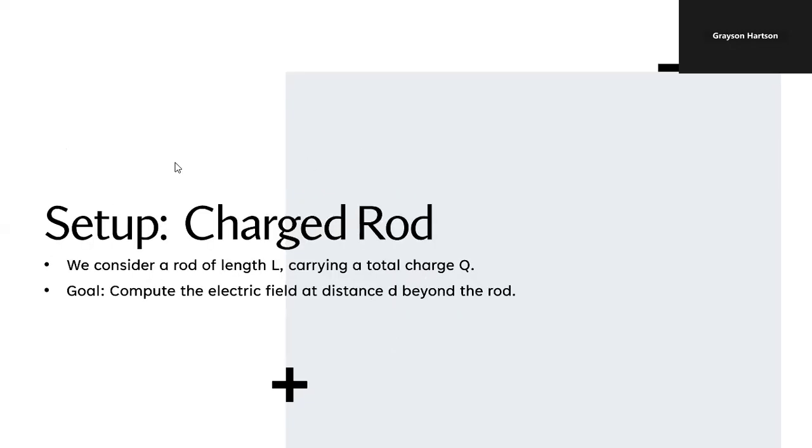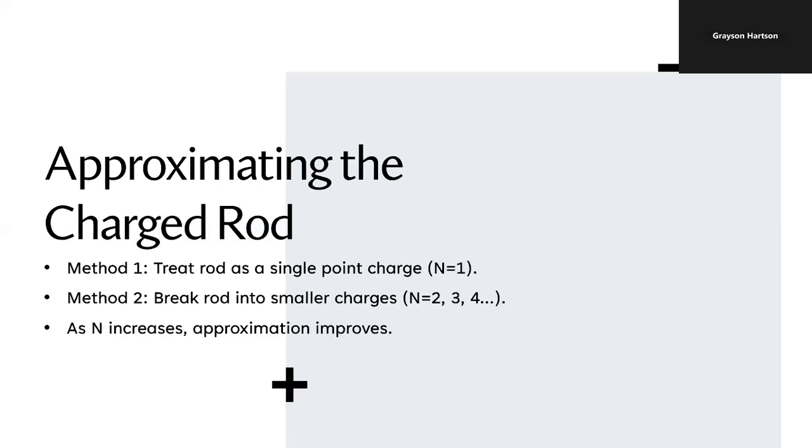Our setup was a charged rod. It wasn't necessarily an actual physical setup, but basically the rod had a length L, and we're trying to figure out or approximate its total charge Q. Now, basically, we would compute the electric field at a distance d beyond the rod.